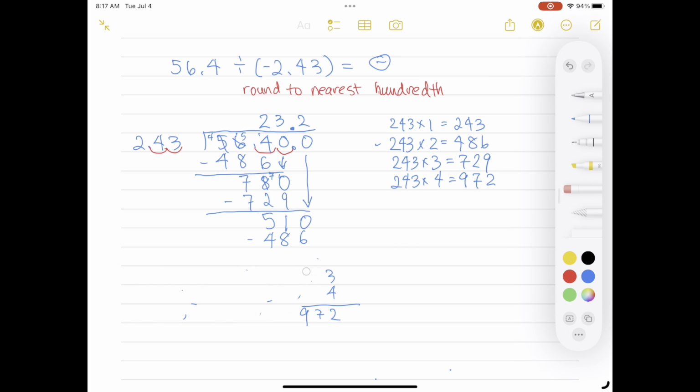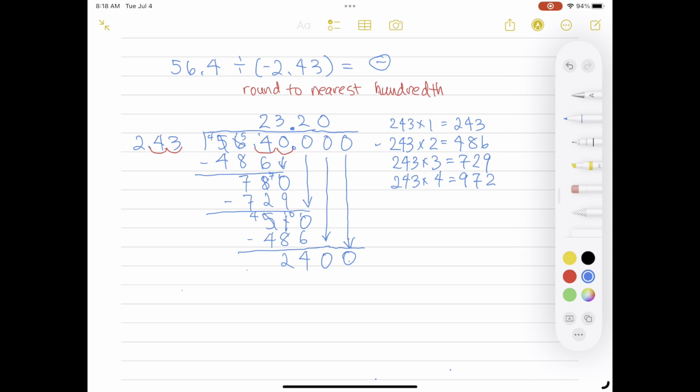But first I clear my board so I can continue with my division problem. So 510 minus 486 equals 24. And now I bring down another 0. 243 goes into 240 0 times, so I write 0 on the quotient line. And now I bring down another 0 from the dividend to continue the problem.